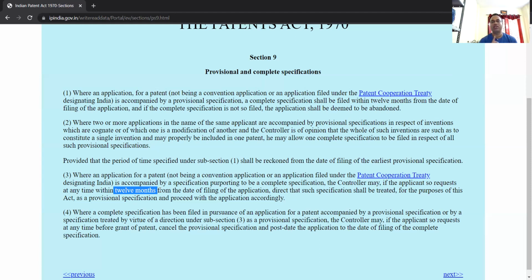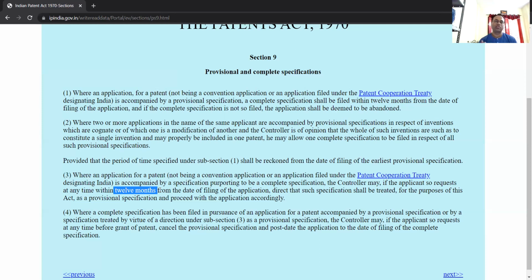Therefore, if you have filed a provisional, then you can file the complete specification within 12 months. But if somehow you file the complete specification and later realize that you need to add something to it, or write it more properly, or in a different way.